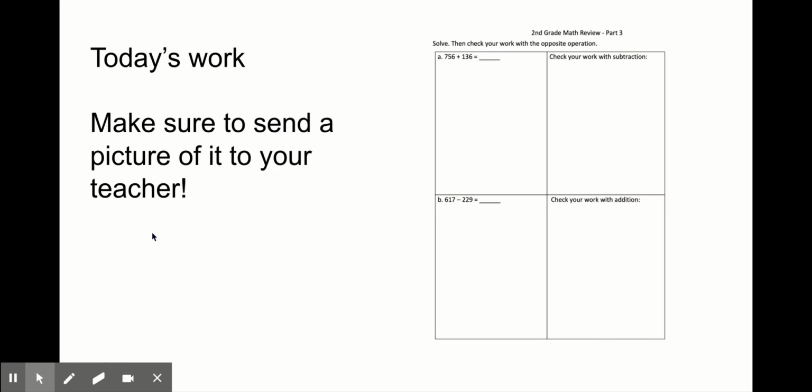Here's a picture of today's work. Just like we practice, you'll be solving and then checking your work. Remember that you can use any strategy to solve, but make sure that you check your work using the opposite operation so that you can see if your parts and your whole match. When you're done, take a picture of your work and send it to your teacher. We can't wait to see how your brain is working.